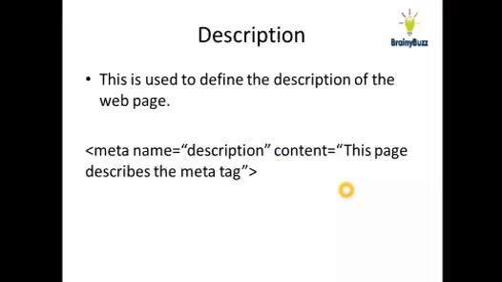Another one is the description. This is basically used to describe your web page. In the meta name, you give description as the value for the name attribute, and in the content you write the description of your particular page. Every page will have a description, a lengthy or a small one, whatever you want. These tags will be visible when you view source of your particular page.